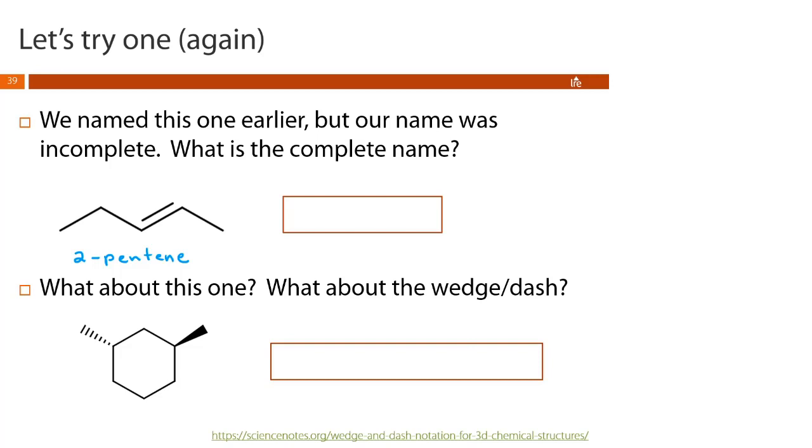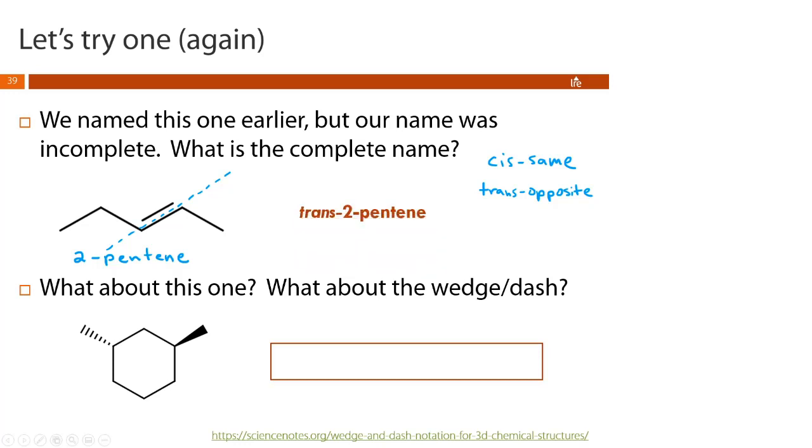Okay, so how do we do that? So cis means same side, and trans means opposite side. So what we're going to do is draw a line through this double bond right here. And I want you to look at the carbons attached to the double bonded carbons. Are they on the same side of this line that we drew? Or are they on opposite sides of the line? It looks like they are on opposite sides, so that means the full name of this molecule would be trans-2-pentene.